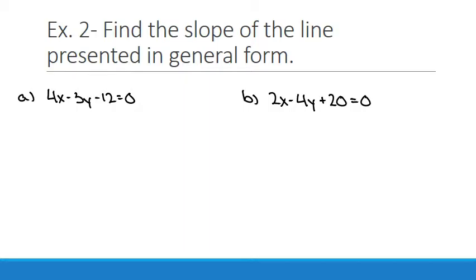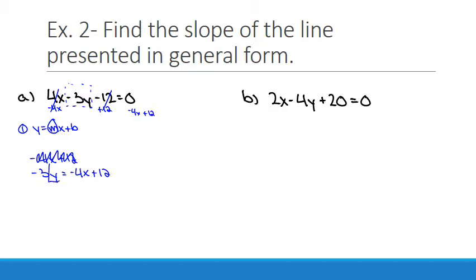So for slope-intercept form, right, with that slope, I'm going to get the y by itself. To get the y by itself, I have to actually get the y term by itself first. So meaning I'm going to subtract 4x, subtract 4x, and then I have to add 12, add 12. I do the opposite to move those things. I have negative 3y equals negative 4x plus 12.